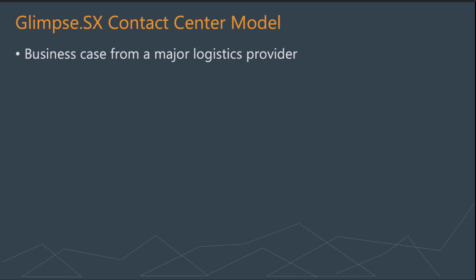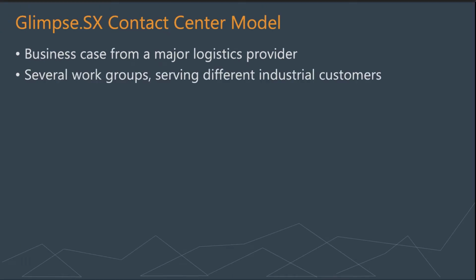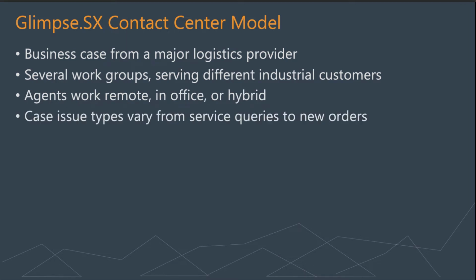The Glimpse contact center model shown here was built for a major logistics provider. The provider had several work groups, each serving a different industrial customer base. Agents worked remotely, in the office, or in a hybrid arrangement. Case issue types varied from service queries to new orders, and contacts arrived by call, chat, or email.